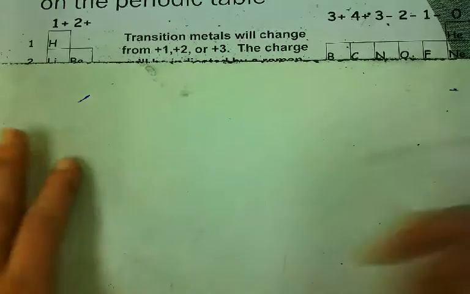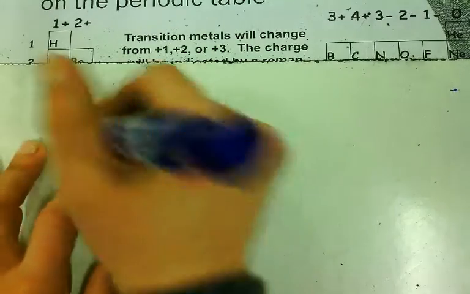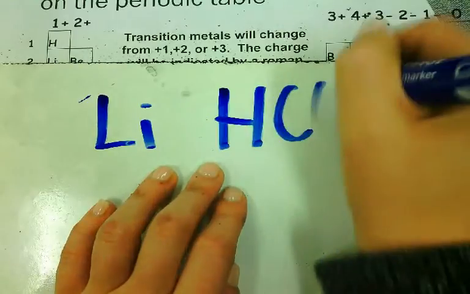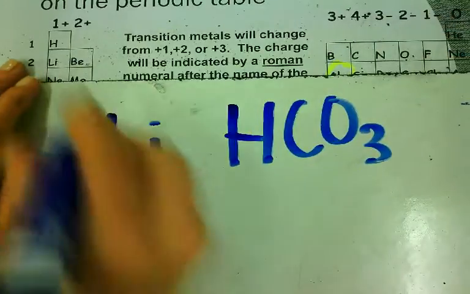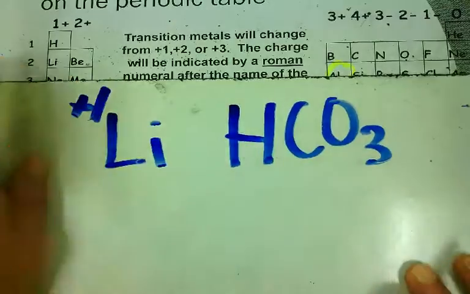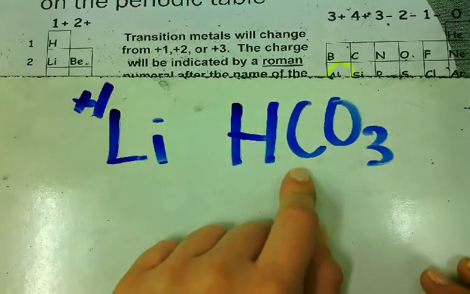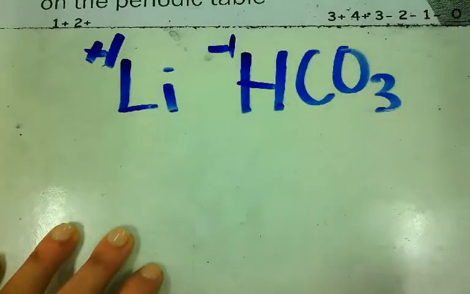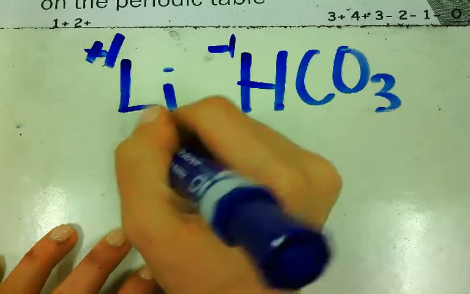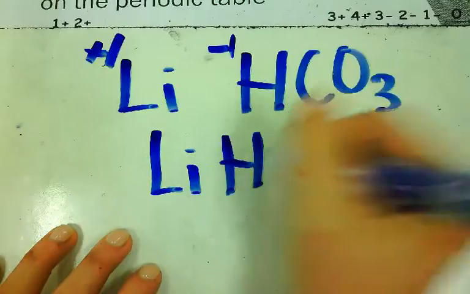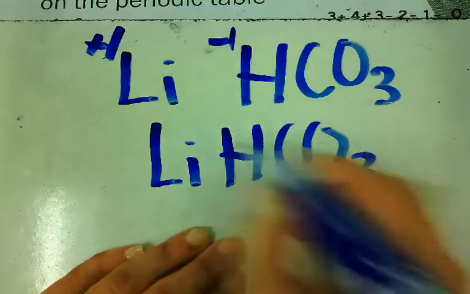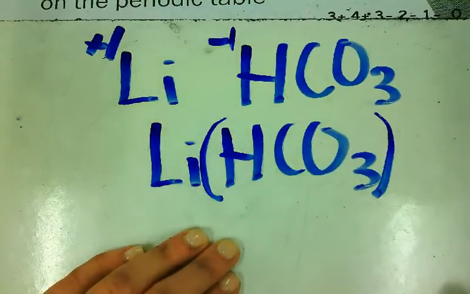Next we have lithium bicarbonate. Lithium and bicarbonate. The charge on lithium is a positive 1. The charge on bicarbonate is a negative 1. Since these charges will cancel each other out, I can write lithium and bicarbonate. If I want to separate my polyatomic, I can put parentheses around it, but it's not necessary because this would just be a 1.